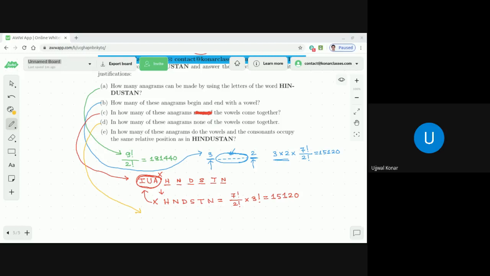Think about whether by subtracting you can get the answer or not. Because there are 3 vowels, and that actually leads to the confusion. Only by subtraction you cannot get it. What is the question? None of the vowels together. But there are 3 vowels now. You got my point?